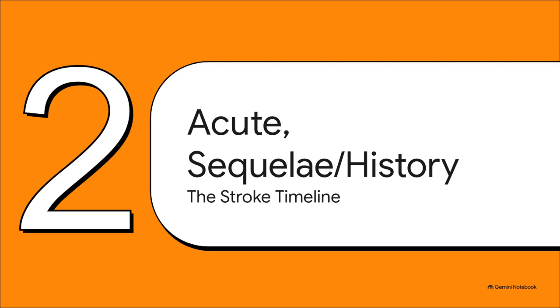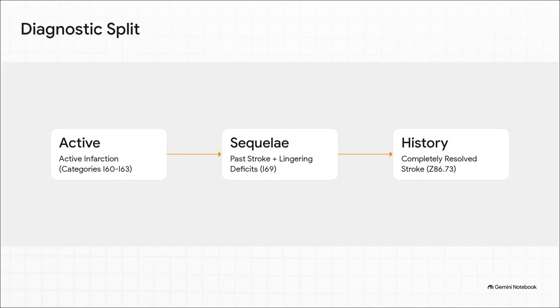Section 2. Acute, sequelae, or history. And this brilliantly illustrates our diagnostic decision tree. When a patient presents with a stroke-related encounter, the timeline literally dictates your coding path in a strict three-way split. You absolutely cannot mix these up. Step 1. Active infarction. If the stroke or hemorrhage is actively occurring and being treated right now, boom, you are in categories I60 through I63.